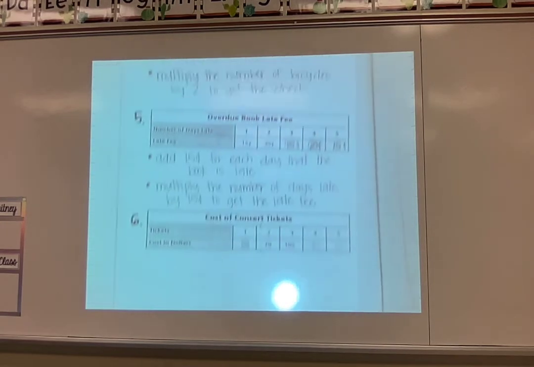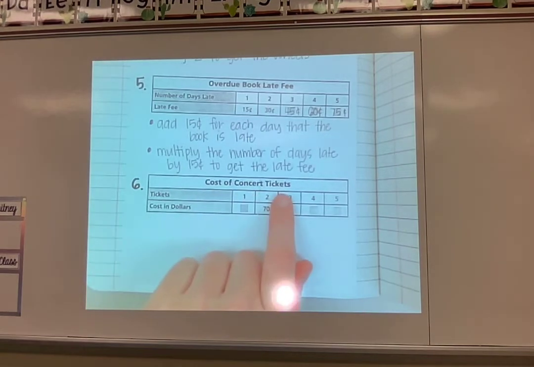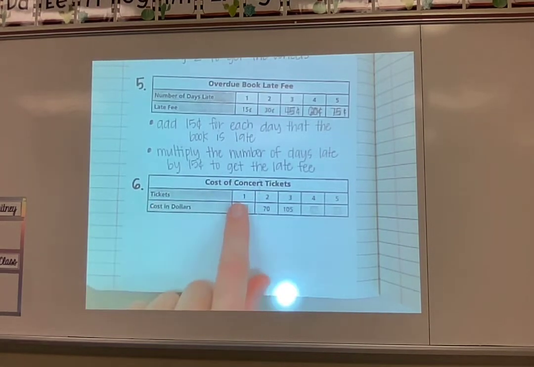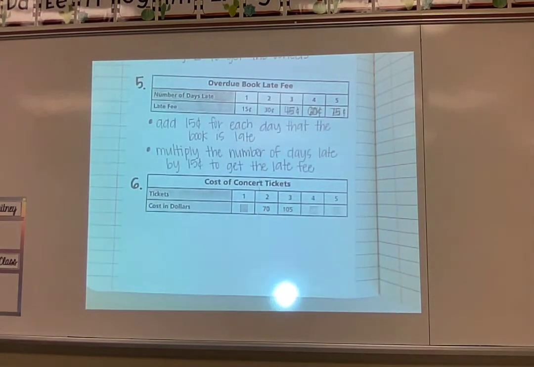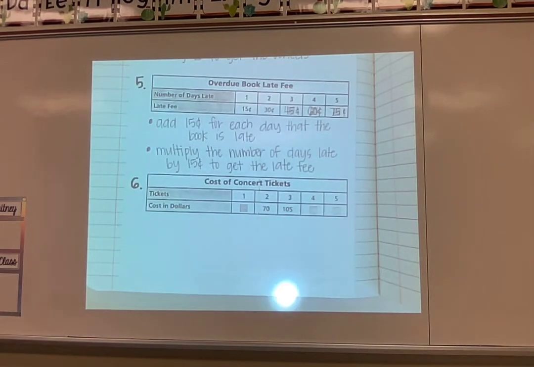All right, let's do one more here. Number 6 is kind of unique. It's talking about the cost of concert tickets. I could buy 1 or I could buy 5 tickets or anywhere in between. And then it tells me the cost in dollars. Now this one is unique because it doesn't tell me the cost of 1 ticket, but it tells me what 2 tickets cost and 3 tickets cost. How could I use this information that they give me to figure out the cost of 1 ticket?